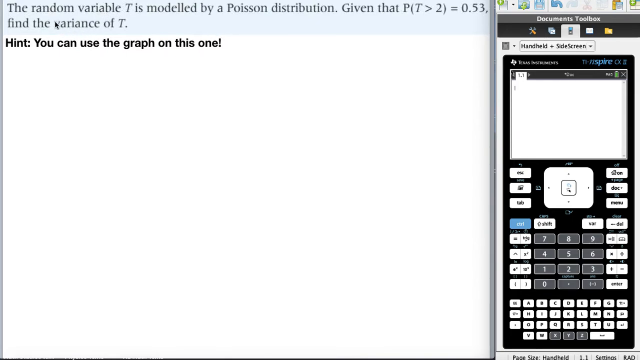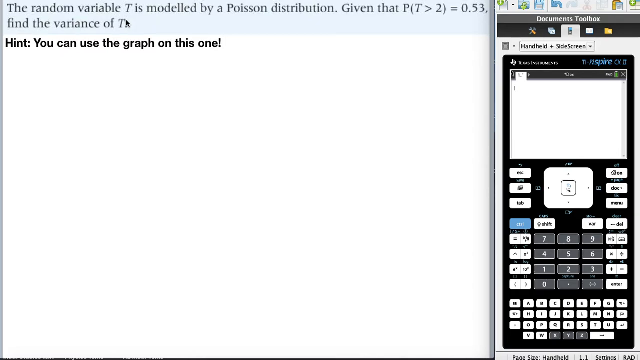Now, the variance of t, remember, for a Poisson distribution is the same as the expected value, which is also the same as that parameter that we have for the Poisson distribution. Now, remember with the binomial distributions, it was a little bit more tricky if we needed to find the number of trials. In this one, finding the parameter is a little bit more tricky.